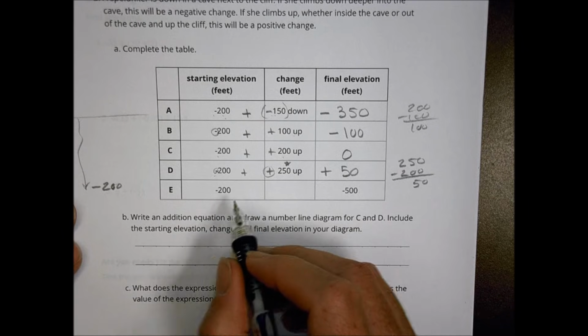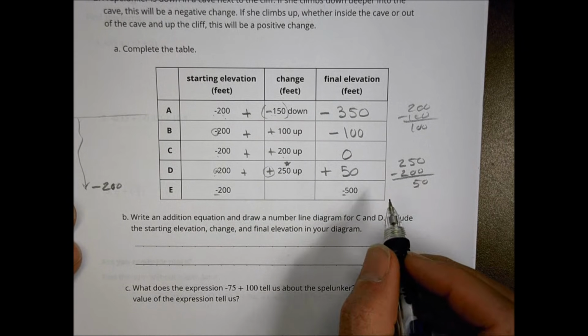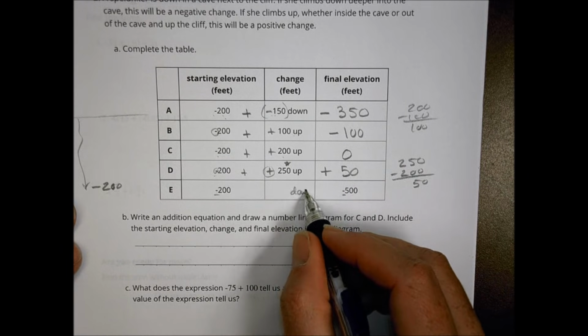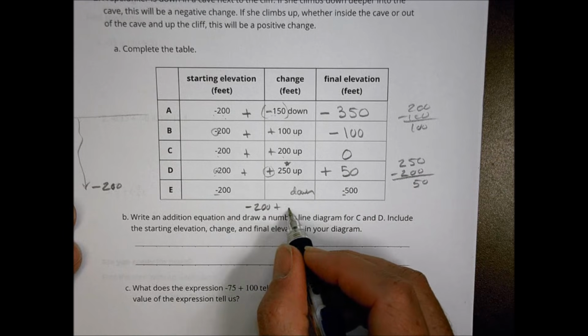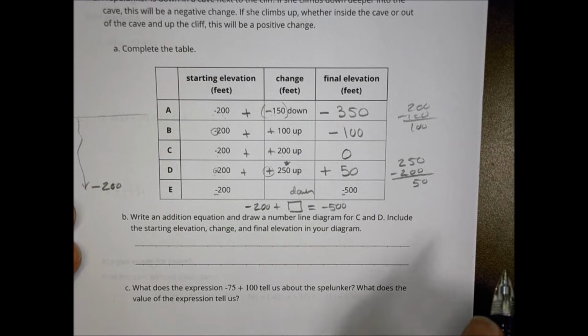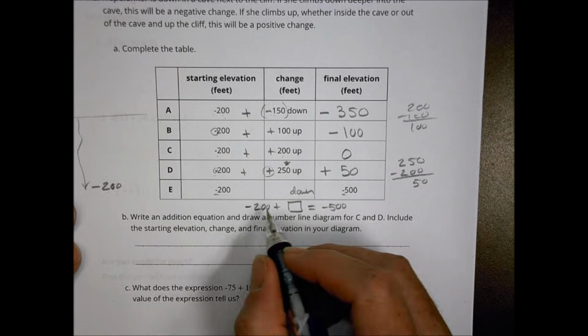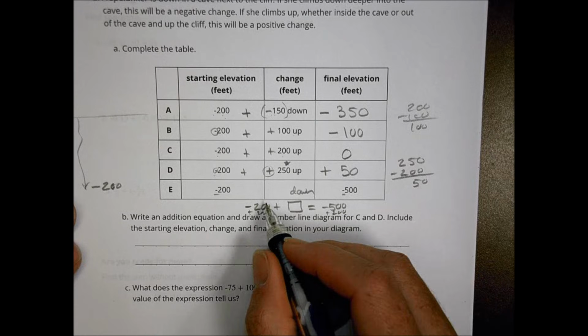And then finally here, we can see that we're going from negative 200 to negative 500. This is going to be going down further. So how much further am I going? I'm doing negative 200 plus something to get me down to negative 500. To solve that here, I could add 200 to both sides. That makes that go away.